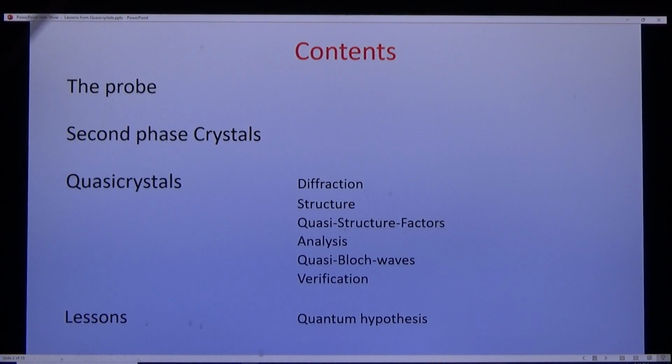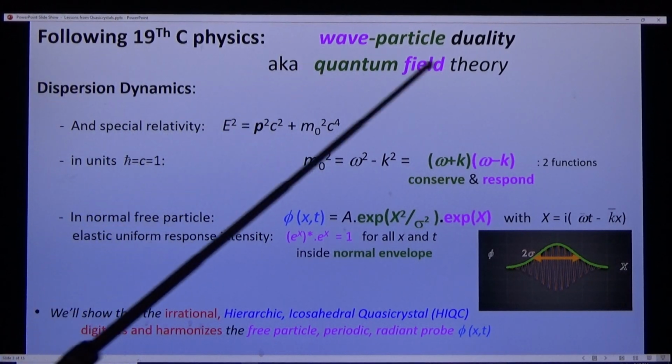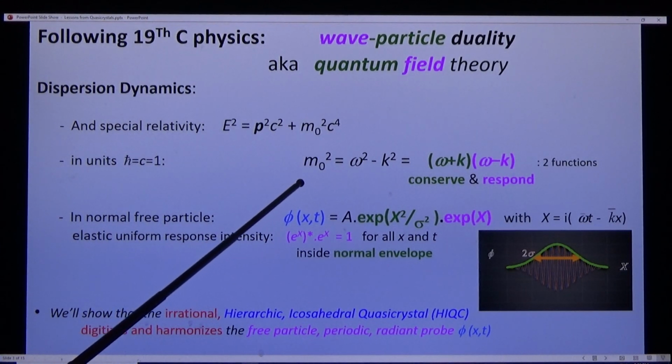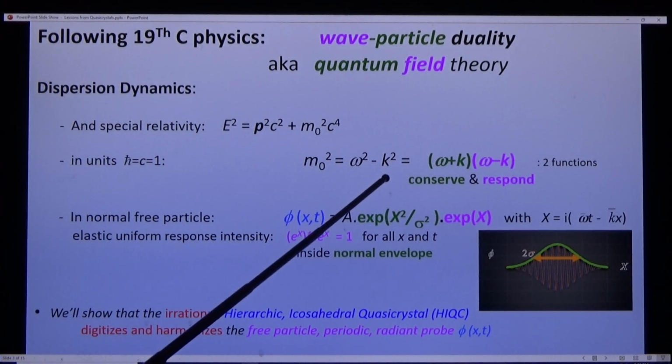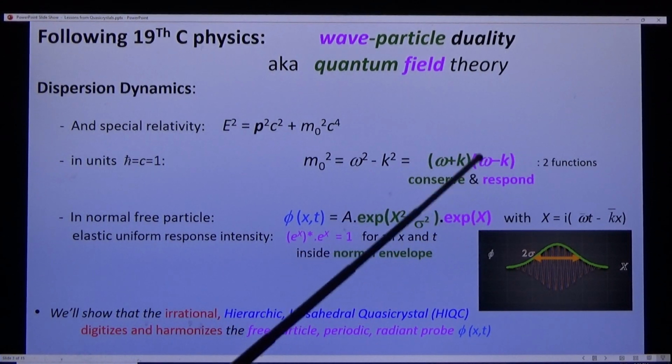This presentation divides into three: the probe, second phase crystals, and quasicrystals. And the latter separates into diffraction, structure, quasi-structure factors, analysis, quasi-block waves, and verification. We reverse to the 19th century wave-particle duality with Maxwell's equations, then special relativity, Planck's law, the de Broglie hypothesis, and simplify the units. We find easily that mass squared is equal to omega squared minus k squared, which separates into two functions, a conservative function and a response function.